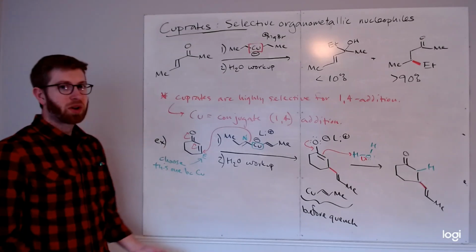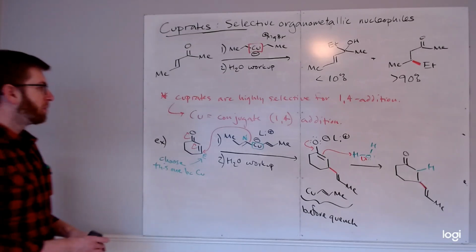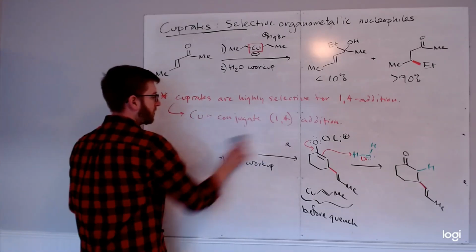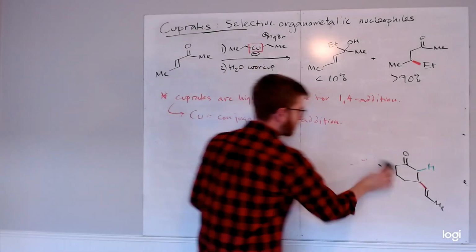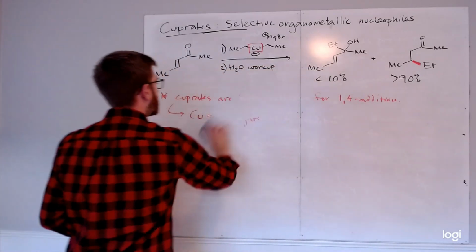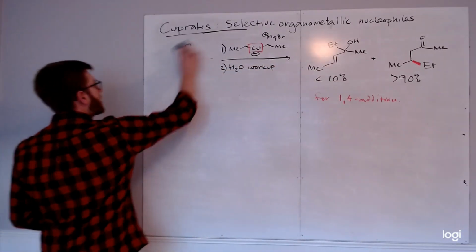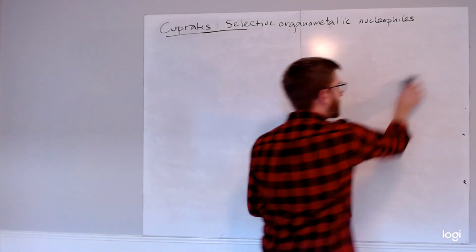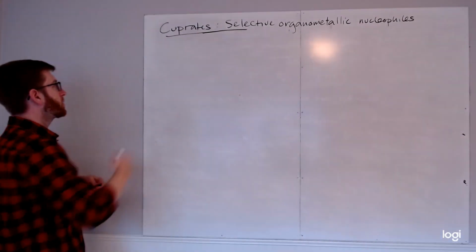So we'll look at one other example here. We won't go through all the mechanistic detail, but it's good to just have a few different kinds of examples that you've seen. You're not restricted to alpha, beta unsaturated ketones and aldehydes. This works with alpha, beta unsaturated esters and amides as well. So let's look at an ester case.